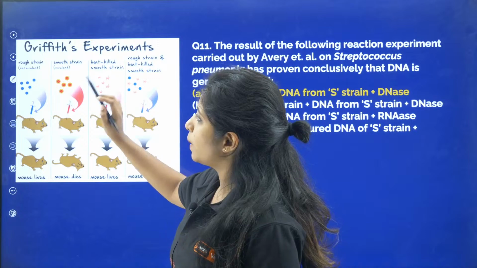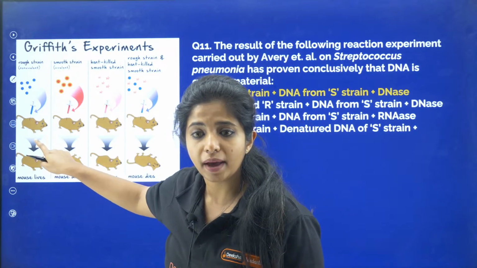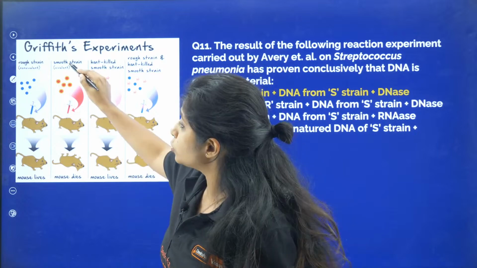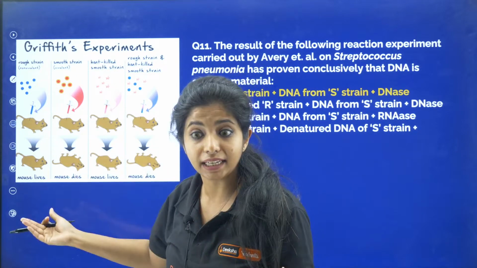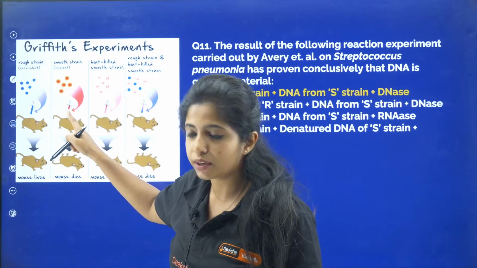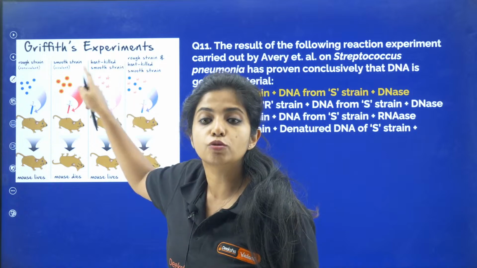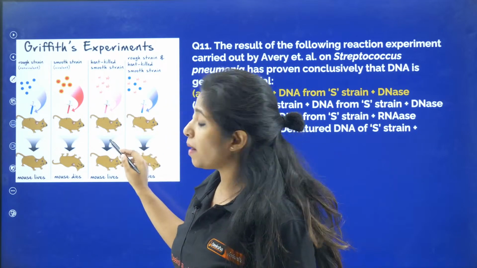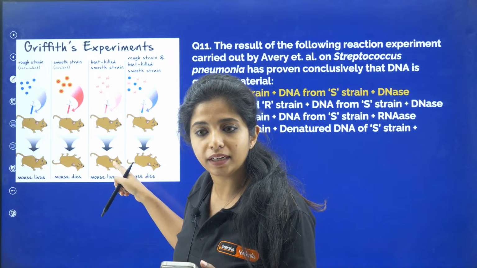So basically, he did the experiment where he took the rough strain, put it in the mice, and found that the mice lived. So the rough strain is not a problem. He took the smooth strain, put it in the mice, and the mice died. So S strain is a problem. Then he heat killed the smooth strain. That means he treated it with heat. And then he found that the mouse was still living. How can that happen, my dear children?